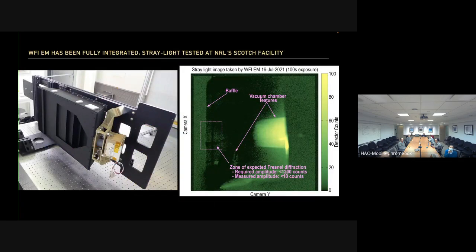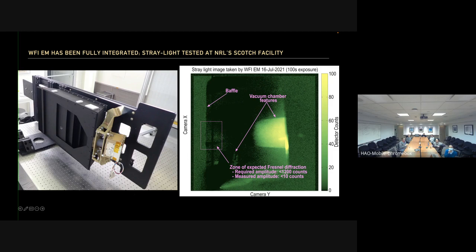So here are some pictures, everybody likes pictures. This is our wide field imager engineering model when it was going in for stray light testing. So you can see, it's hard to point on Google Meet, right here. If you can see it on the left, that little tiny tube is where the optics are. There's a Rutherford camera in the back here.